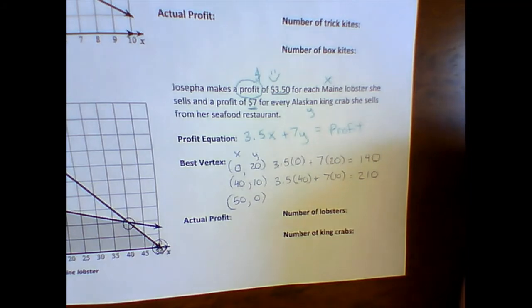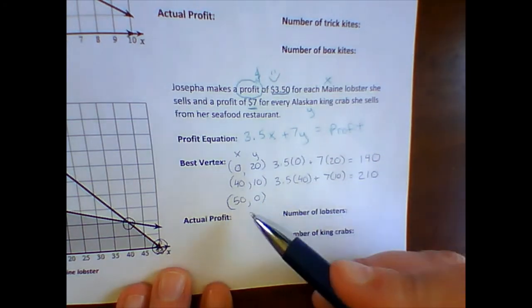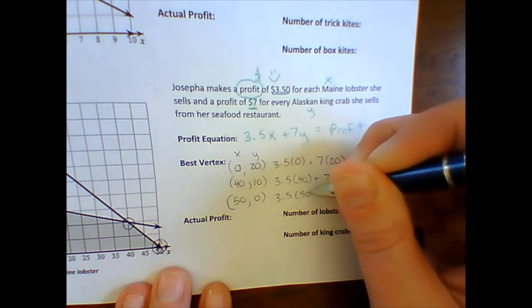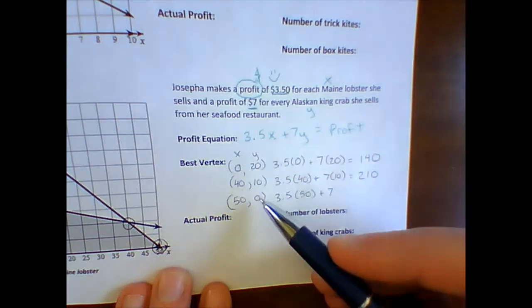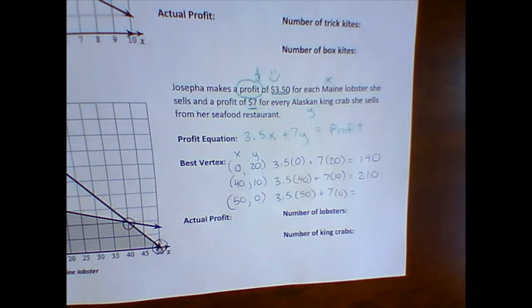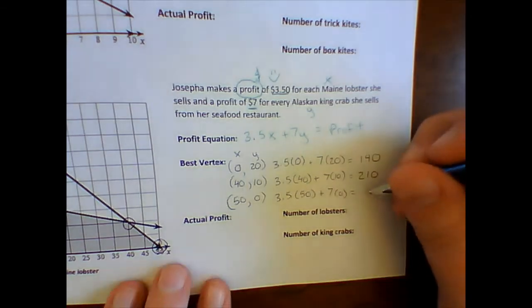Last corner. 50 goes in for X. And then we're going to put nothing in for Y, or 0. 0 is the number that represents nothing. So the 7 times the 0, that part's going to be 0, and then we'll add it to 3.5 times 50. That number happens to be 175.